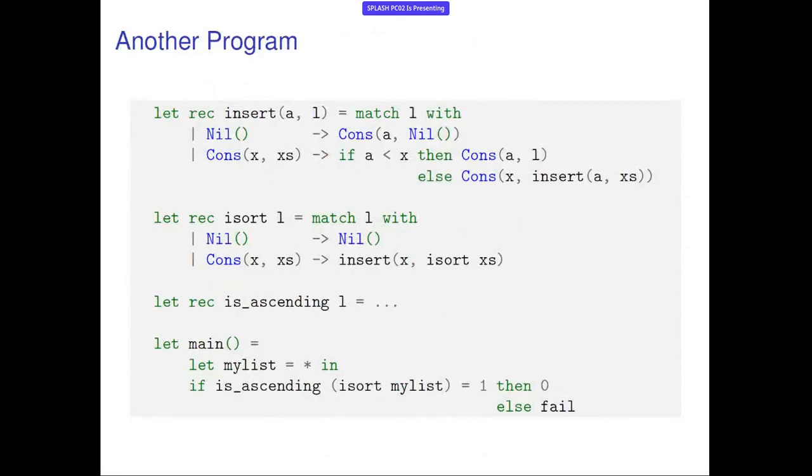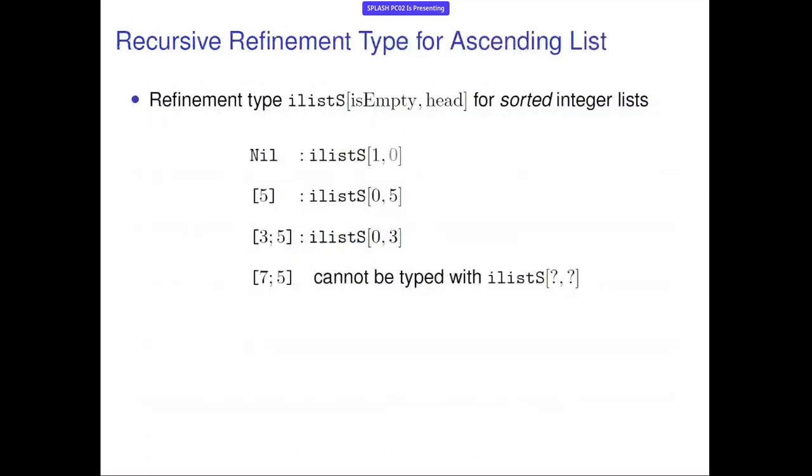In the last example, we embedded the length information into the refinement types. But another program requires different information. In this case, this is the insertion sort, and we'd like to verify that the return value of insertion sort is ascending. So we have to embed the information of sortedness into the refinement type. This is the refinement type: ilist S stands for the sorted integer list.